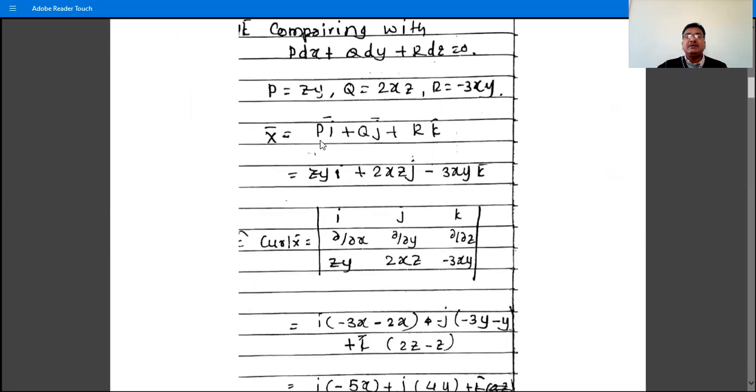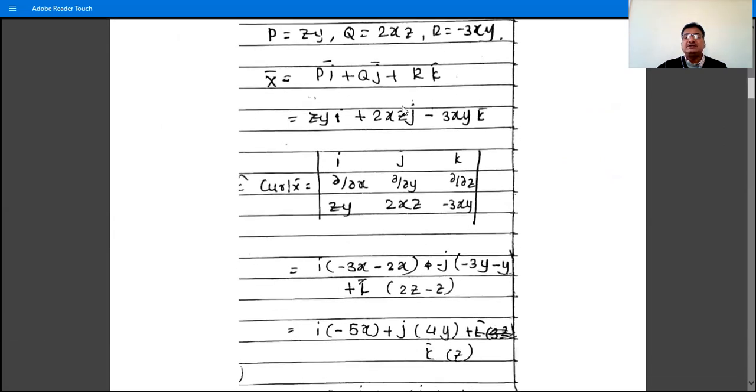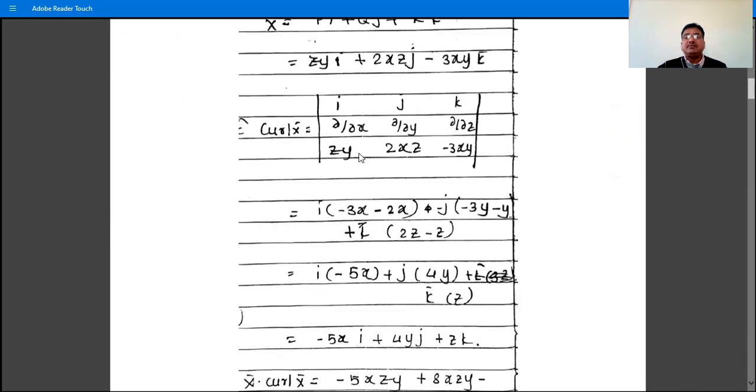And then X bar is what? Pi + Qj + Rk. We have this. And then curl X bar is the determinant i j k, divided by x, divided by y, divided by z, and then zy, 2xz and −3xy. Solve this determinant. So i times derivative with respect to y of this quantity is −3x, derivative with respect to z of this quantity is 2x, minus j times derivative with respect to x of this quantity is −3y, and derivative with respect to z of this quantity is y.